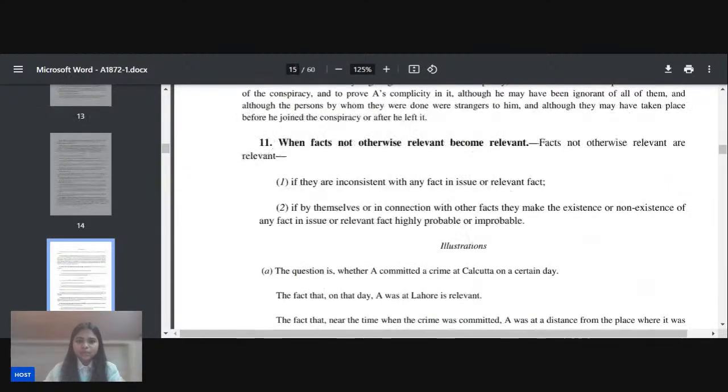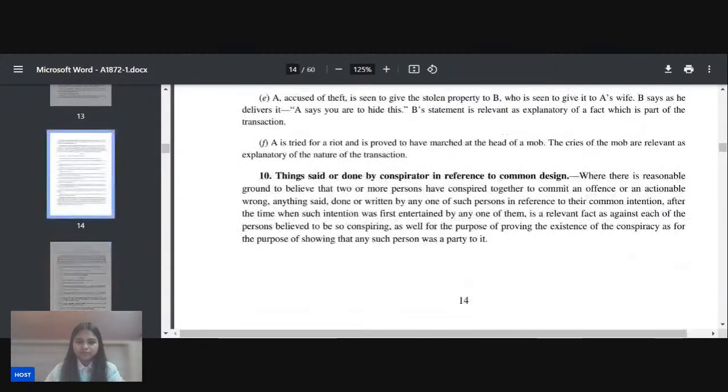Now come to section 10, things said or done by a conspirator in reference to common design, right? So section 10 relates to conspirators, who have a common design or a common objective. So things said or done by a conspirator in common design is section 10. Now come to section 11.